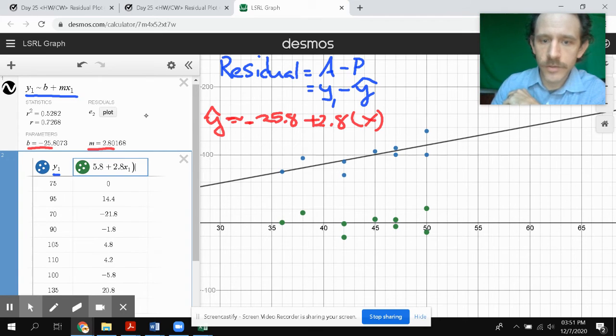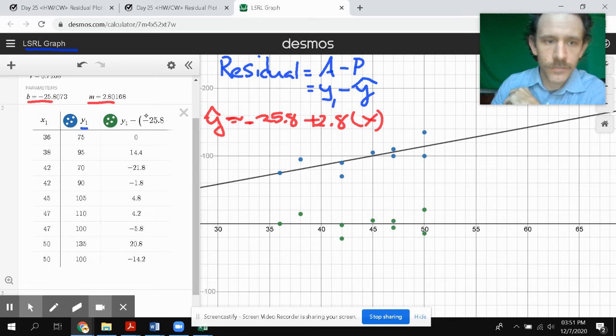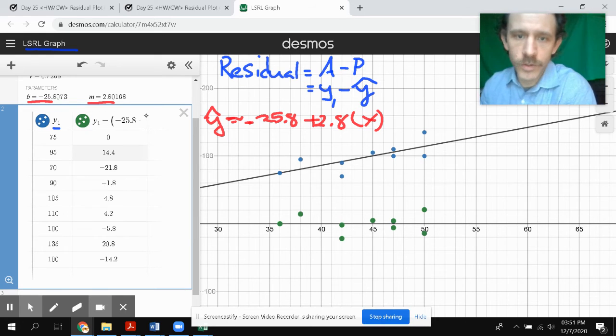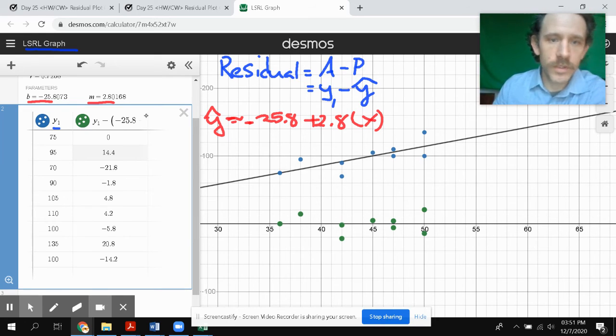The next point at 38 here, right? That one is a little bit above the line of best fit, so its residual is positive. In fact, it's positive 14.4. And then so on and so forth. So that's what we're showing here with the green points.